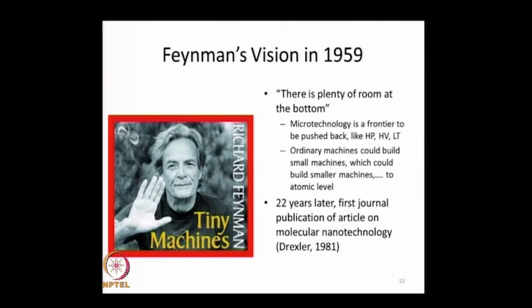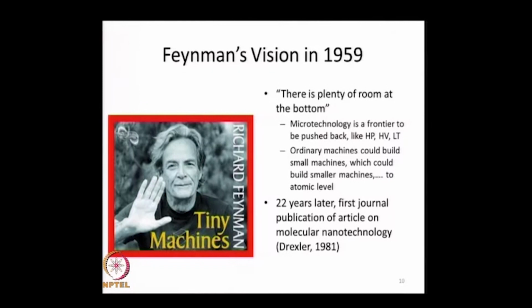His vision was that we could make machines that build smaller machines, that build even smaller machines all the way down to atomic level. And to a large extent, that is what we have done. I mentioned yesterday in the last lecture that the atomic force microscope is one that can be used not only to characterize surfaces, but even to manipulate surfaces. It can be used to manipulate atoms. So, essentially we have built a machine that can manipulate matter even at atomic level.